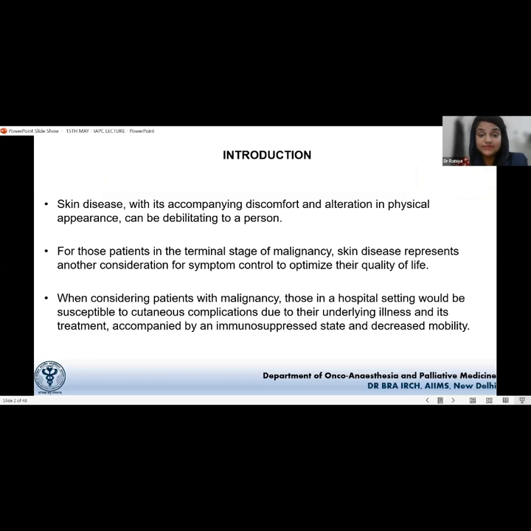Skin disease with its accompanying discomfort and alteration in physical appearance can be debilitating to a person. For patients in a terminal stage of malignancy, skin disease represents another consideration for symptom control to optimize their quality of life. When considering patients with malignancy, those in a hospital setting would be susceptible to cutaneous complications due to their underlying illness and its treatment, accompanied by immunosuppression and decreased mobility.